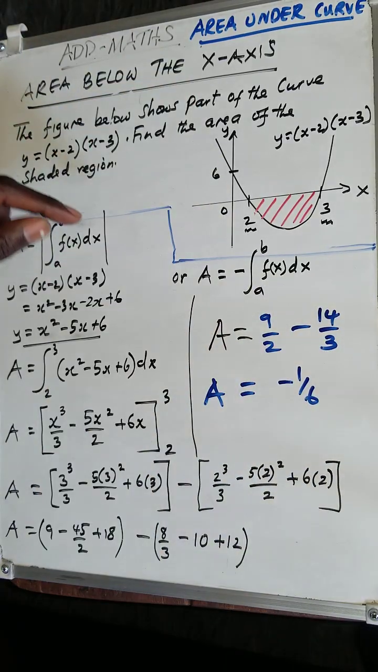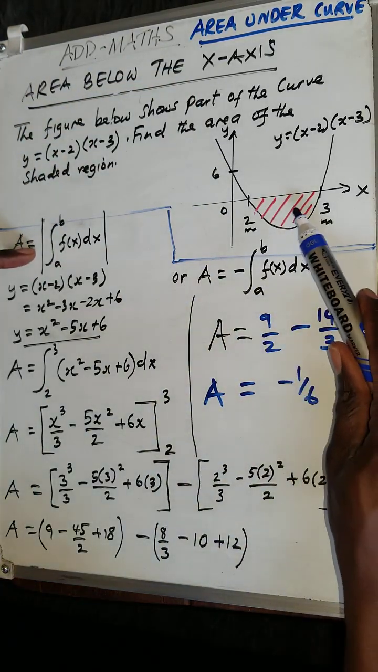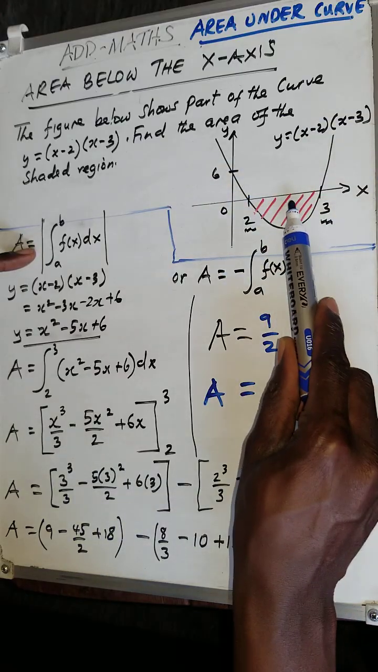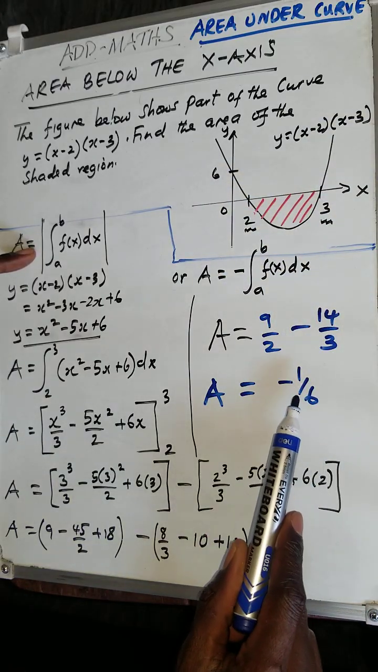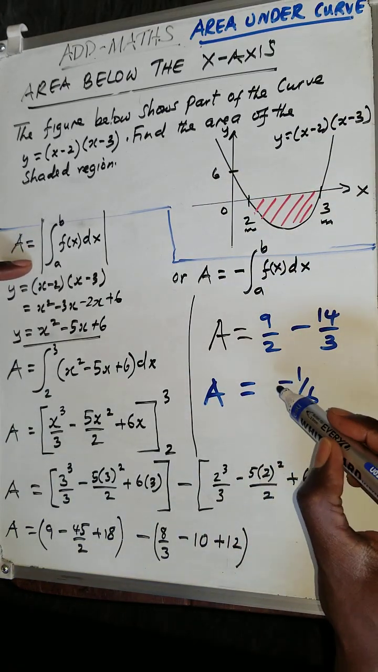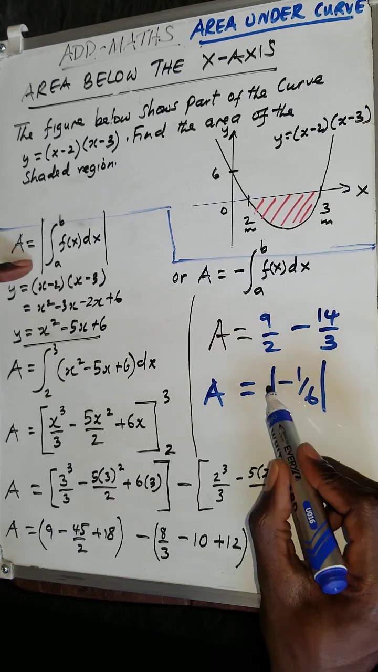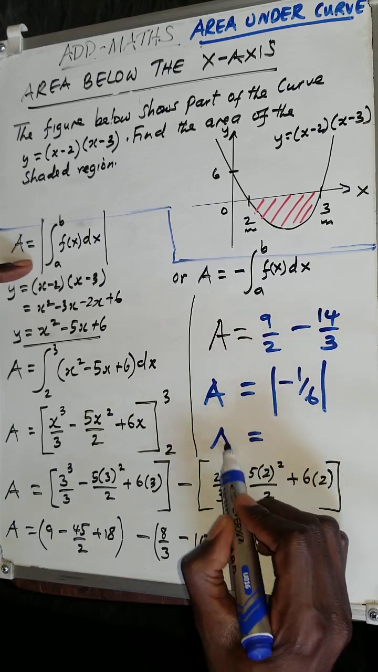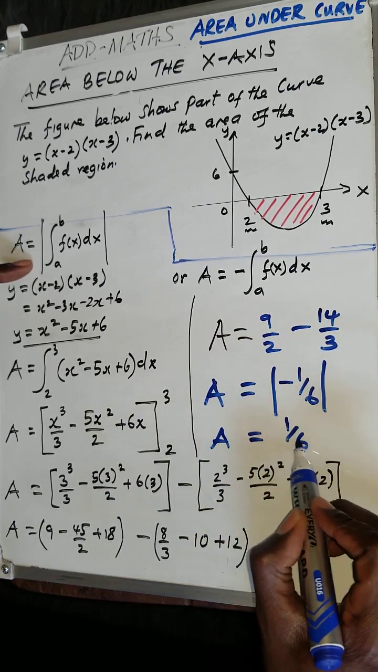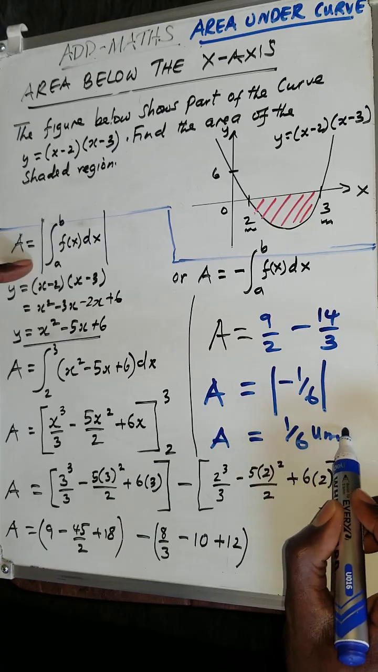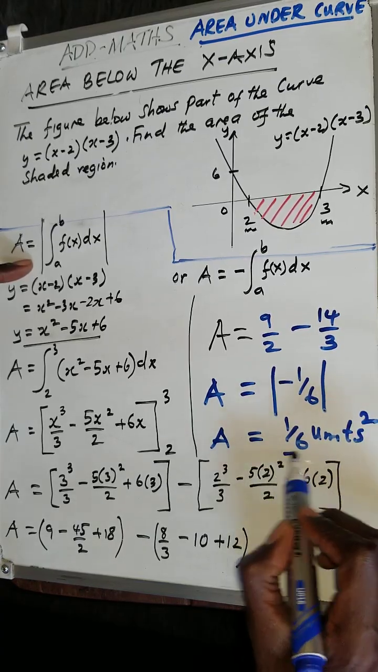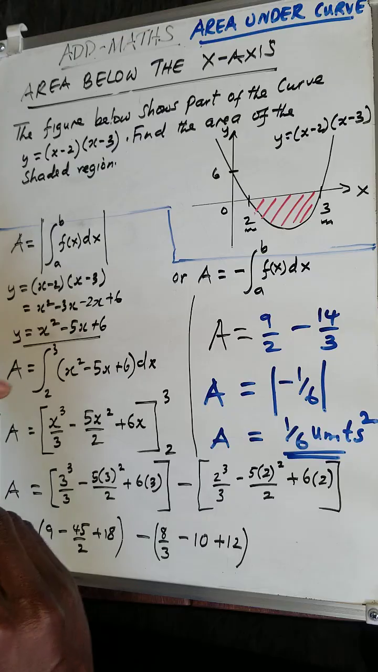But remember what I told you, if you don't put the modulus, it simply means that when you find the area it will give you a negative, and that's why it has given us a negative. So we need to apply the modulus here. The modulus of that is simply 1 over 6, and this is in square units. So the area is simply 1 over 6.